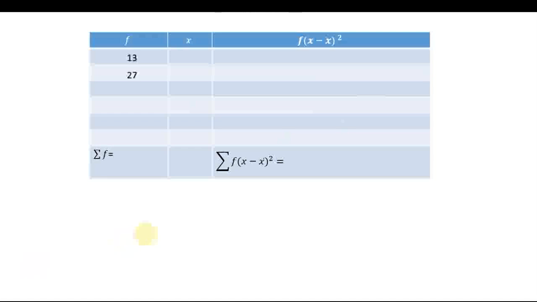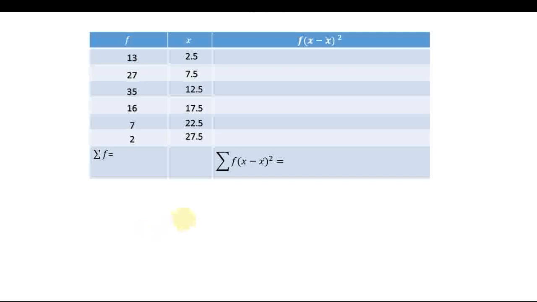So filling out the values for frequency, we have 13, 27, 35, 16, 7, and 2. We do the same with x. So the first value we found, after adding 0 plus 5 and dividing with the 2, we got a 2.5. And going on like that, we have a 7.5, a 12.5, we have a 17.5, 22.5, and 27.5. Then now I want to fill out the last column.